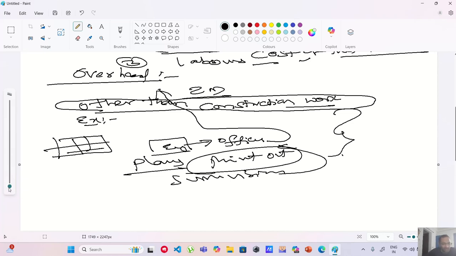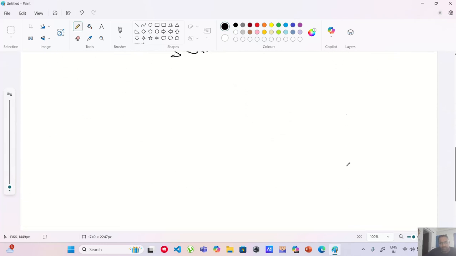Always I am saying work, work, work. What is meant by work here? This is a very important word. What is meant by work? We'll discuss the work.